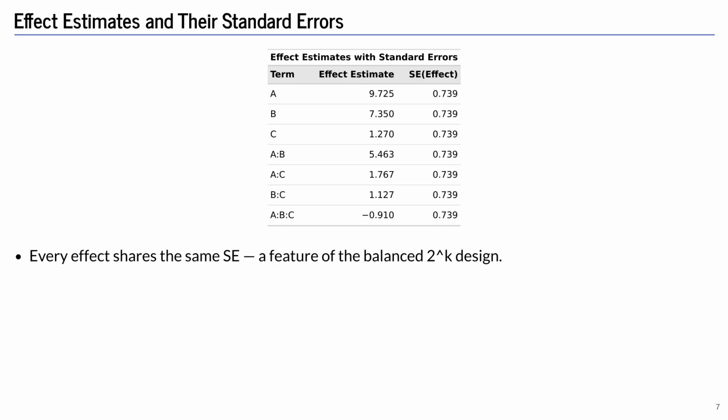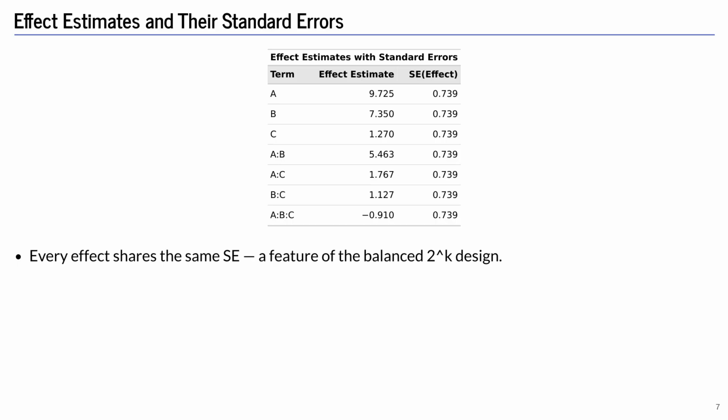Temperature, factor A, has an estimated effect of 9.72 megapascals. Catalyst concentration, factor B, comes in at 7.35. The A-B interaction is 5.46. Mixing time, factor C, is 1.27. The AC interaction is 1.77. The BC interaction is 1.3. And the 3-factor interaction is negative 0.91.